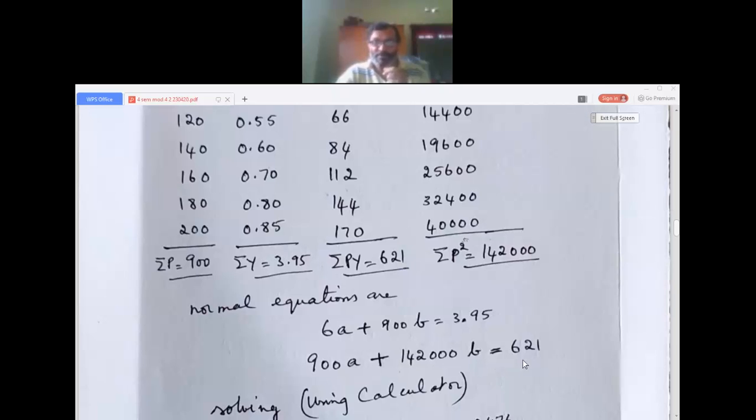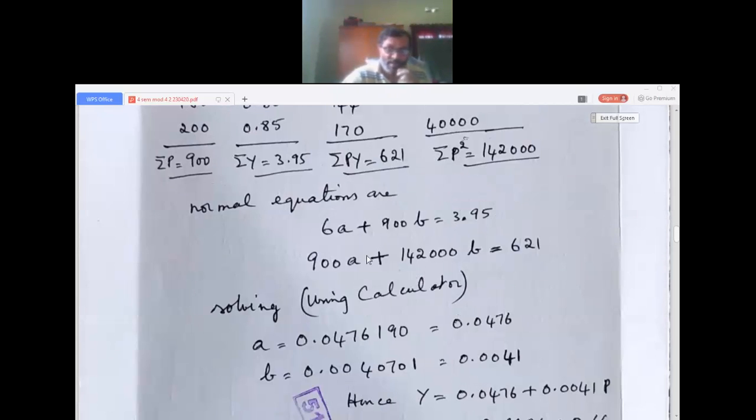sigma Py. Substitute in the normal equations and you will get two equations. Everything should be correct, number wise, because they give marks for this also. Column wise also there are marks, unless the total is correct. Then we solve this using a calculator. You should know how to solve it. Now only practice it, you should get the correct answer.